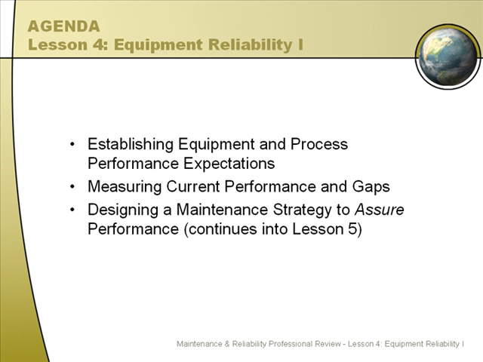Let's take a look at the agenda for Lesson 4, Equipment and Reliability 1. First, we're going to establish equipment and process performance expectations. We talked about this a bit in Lesson 3, and we'll continue to expand upon it in Lesson 4. Second, we're going to measure the current performance of the process and identify the gaps. Third, we're going to design a maintenance strategy to assure performance, and this will continue on through Lesson 5. Lessons 4 and Lesson 5 will cover the entire pillar number 3 of equipment reliability.